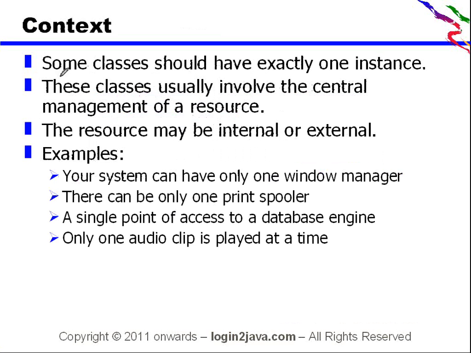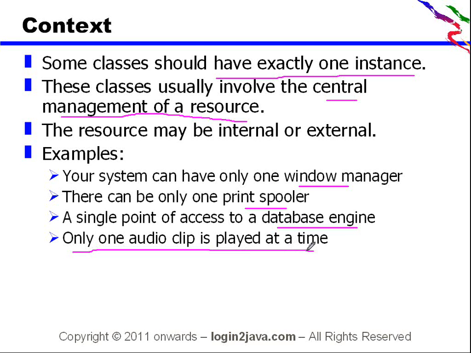So what we can say is some classes should have exactly one instance. These classes usually involve the central management of a resource. The resource may be either internal or external. As we saw, window manager, print spooler, database engine, only one audio clip is played at a time. In your system, normally when you play an audio clip, only one audio clip is played at a time. If you start a second, it stops the first one and starts the second one.